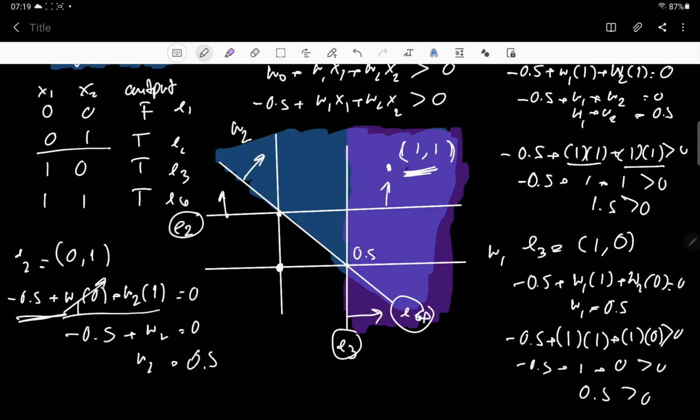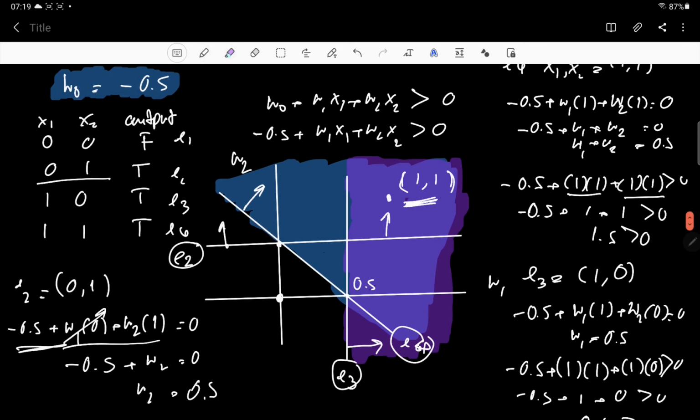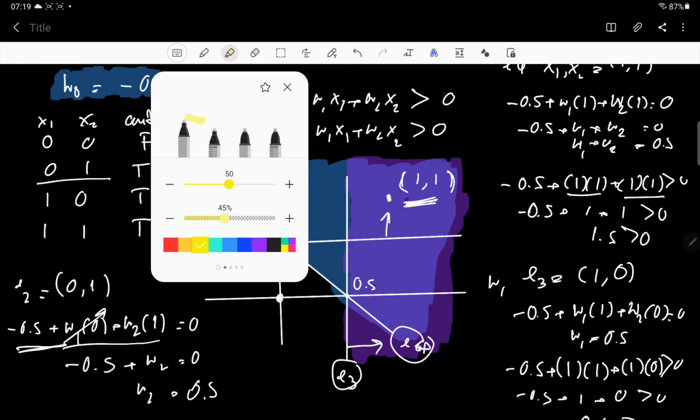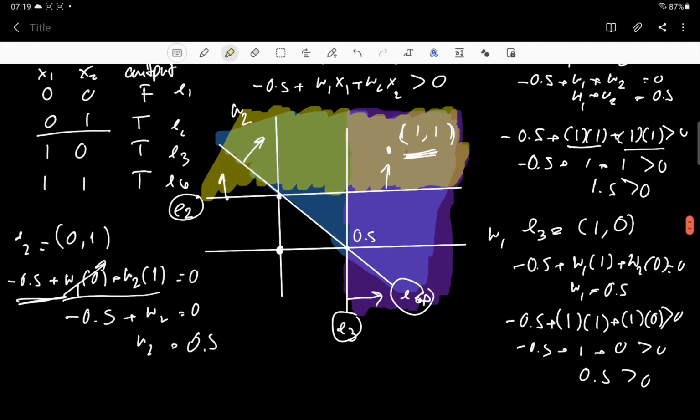But for this side, 1 and 1, the summation will be 1.5, which is greater than 0. So everything above the line will classify the example to be positive, and we need a positive one, so we shade this area. So now we have all three of them.